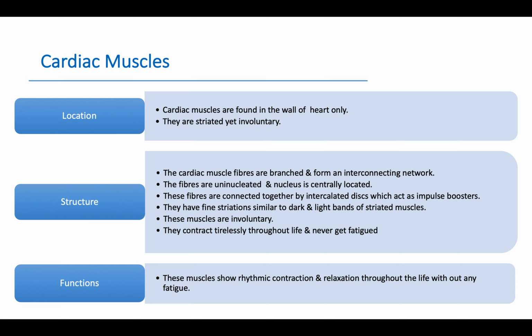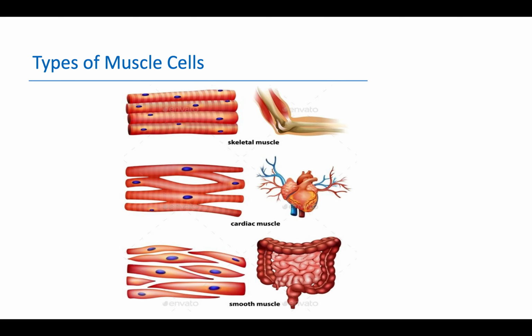Functions of cardiac muscles. The main function is that these muscles show rhythmic contractions and relaxation throughout life without any fatigue. Here are given three types of muscles. First of all, skeletal muscles or striated muscles. You can see that these are cylindrical in shape, having blunt ends, and the nuclei are present at the periphery.